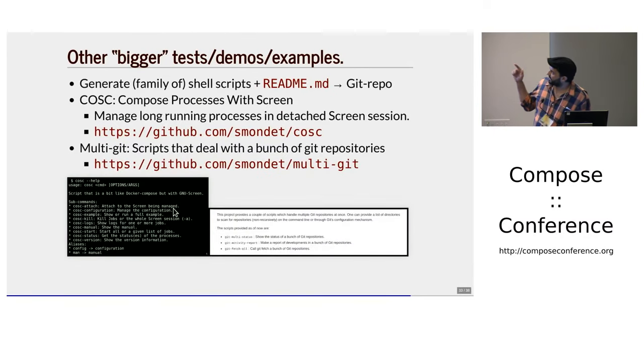Other bigger examples I've made over the years because of something I needed, and why not make it with that? So that's cosc, which is a way of making your little systemd or process manager by throwing shell commands at GNU-screen. It's pretty useful if you are dealing with little servers or long-running processes. And also multi-git, a tool to visualize and see many, many GitHub repos.